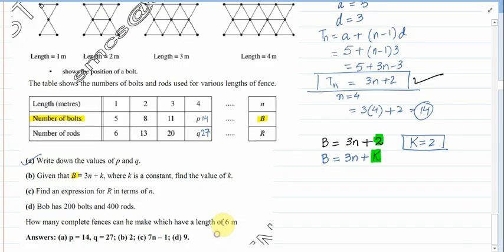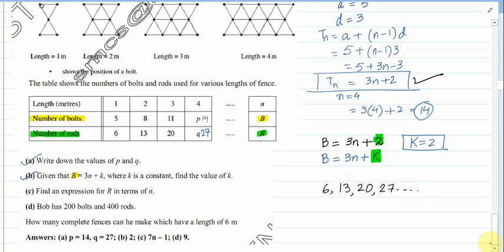It's part C. Find an expression for R in terms of n. What is R? R is basically the nth term of the number of rods. Can you find the nth term of the number of rods? If I write the sequence here, the sequence is 6, 13, 20 and 27. We need to find the nth term of R. The difference is constant. You know the working formula, that is a plus n minus 1 times d.